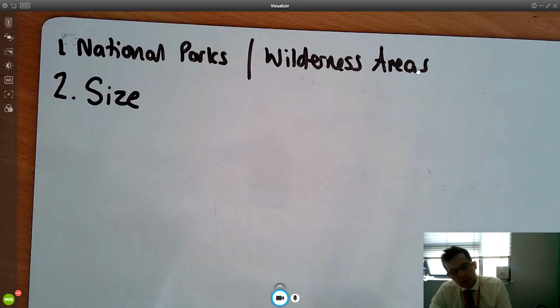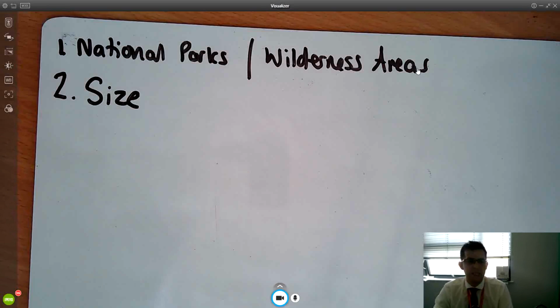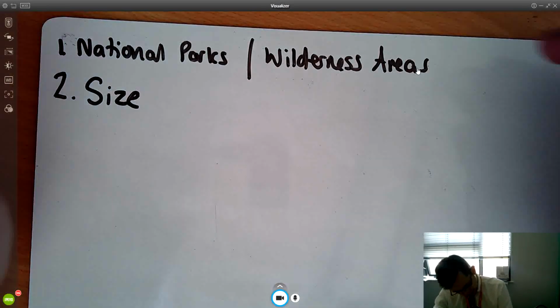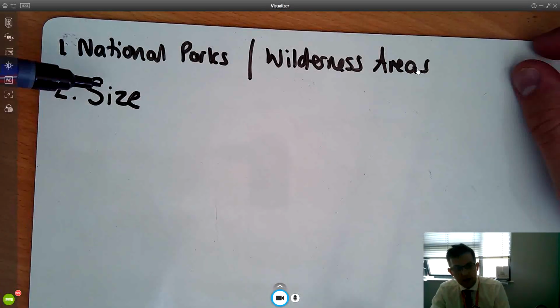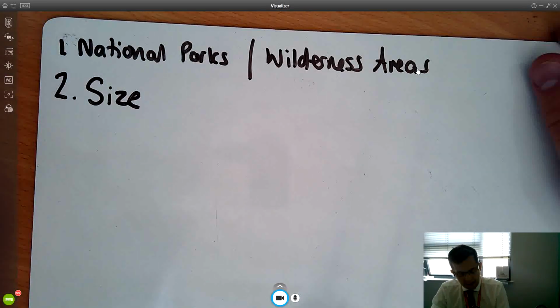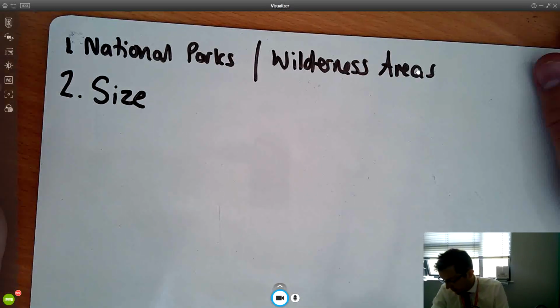We also said that some of the species that live in the taiga are migratory species, so they move with the seasons, and that an animal may inadvertently move out of a national park or out of a protected wilderness area and then be no longer subject to the same protection. So size is one challenge and one limitation to national parks and wilderness areas.